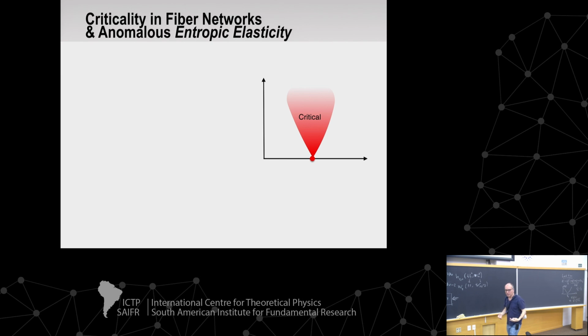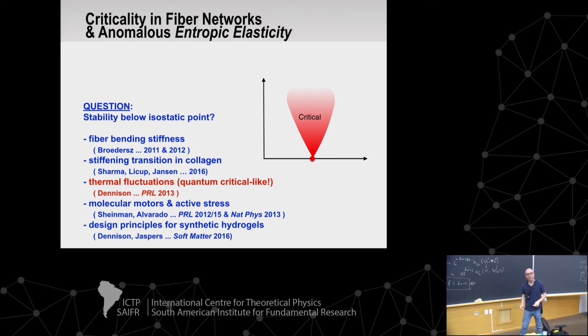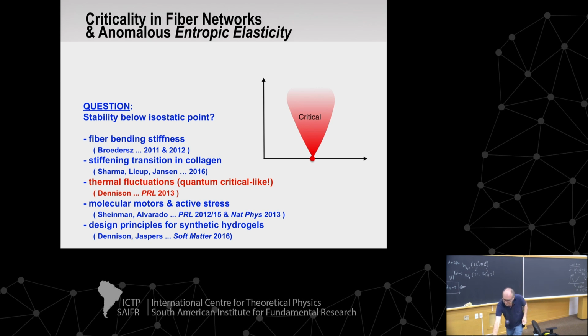And the point is there are many different effects which will stabilize networks, and we've been interested in a number of them. We've just been talking about strain. You could imagine stress as a field which stabilizes the system as well. Fiber bending I told you about before. Motor activity, so internal stress generation by contractile forces, also has some interesting implications for coupling to these critical strain fluctuations.